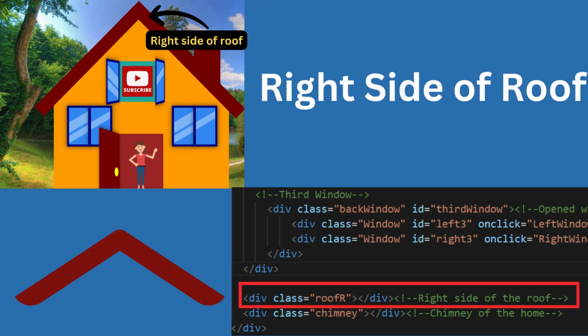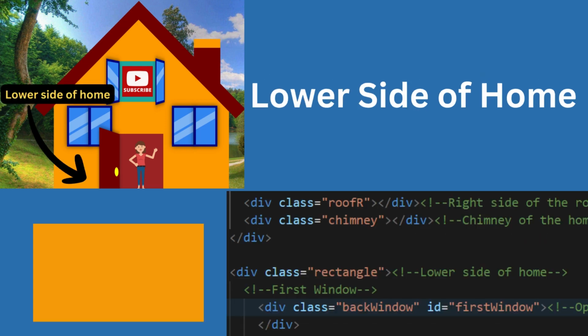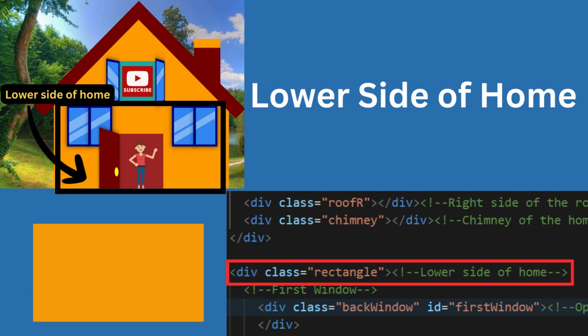Next, similar to the left roof, we will create a div tag for the right roof. Then create a div tag for the chimney and set its class attribute to chimney. We will now work on the lower side of the home. Create a rectangle and set its class attribute as shown here.